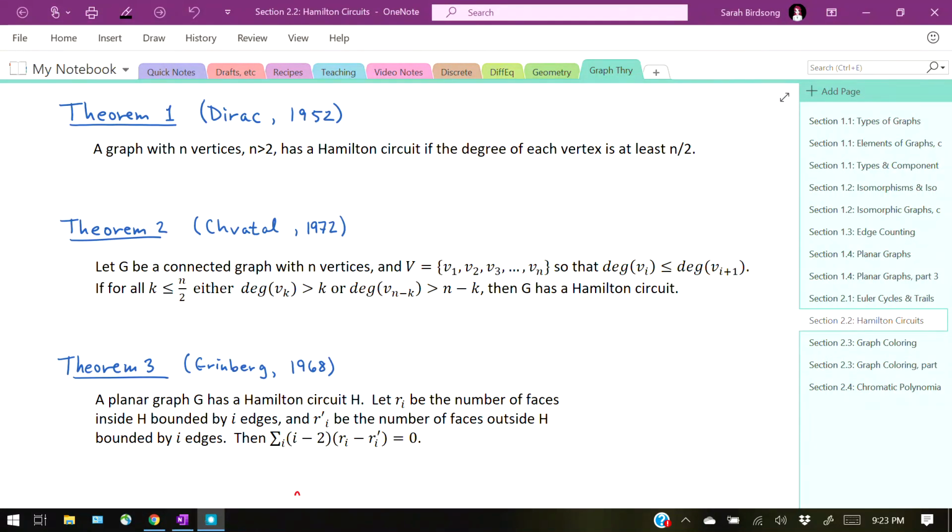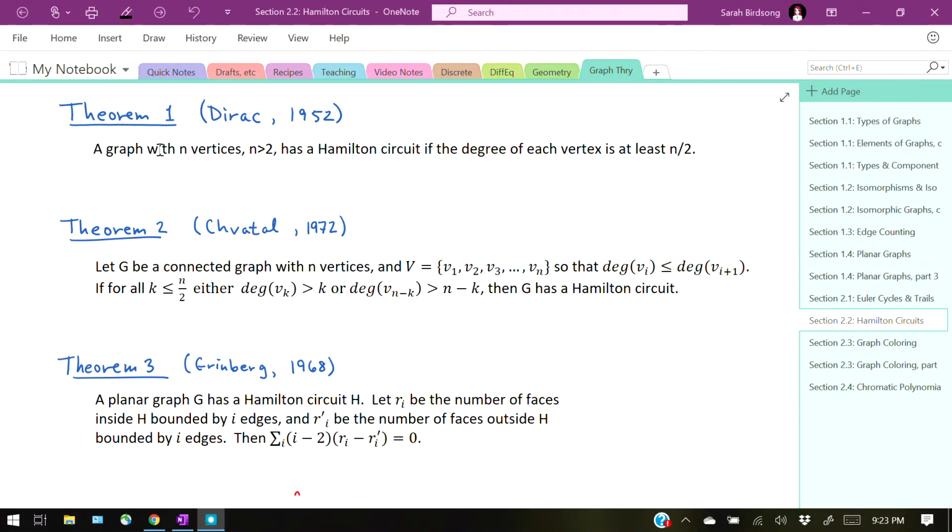Alright, this video talks about section 2.2, some specifics dealing with Hamilton circuits, or as they are also known, Hamiltonian cycles. Alright, so in terms of what we're going to look at, first thing is there are three main theorems in your textbook in this section, which he very uncreatively calls theorem 1, 2, and 3.